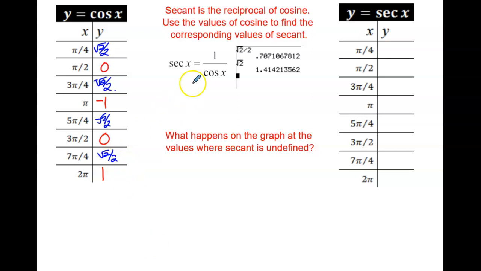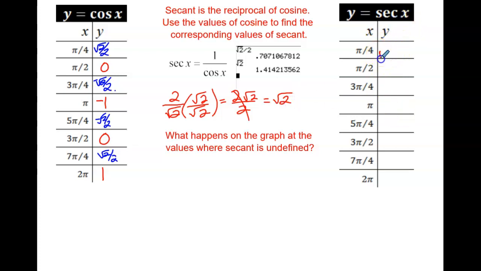So when we want to graph the parent function secant, we need to recall that that's the reciprocal of the cosine. So when we evaluate secant of pi over 4, we take the cosine of pi over 4, square root of 2 over 2, and we need its reciprocal, 2 over square root of 2. Then we're going to rationalize that denominator by multiplying the top and bottom by root 2 over root 2 to get 2 root 2 over 2. And those 2's out front cancel, and that simplifies to the square root of 2.